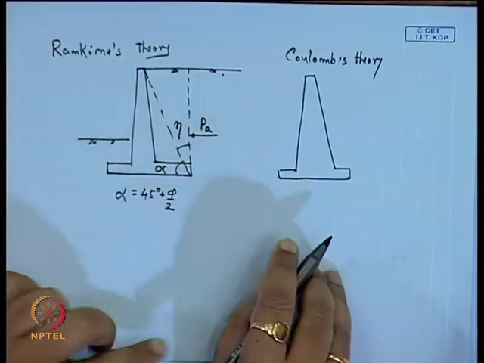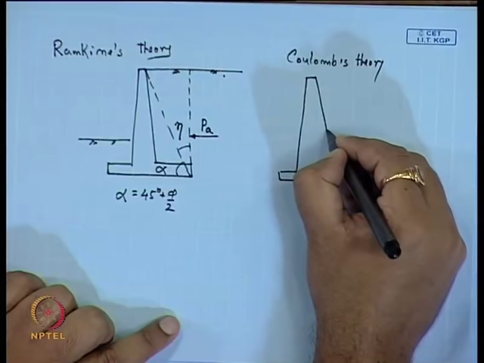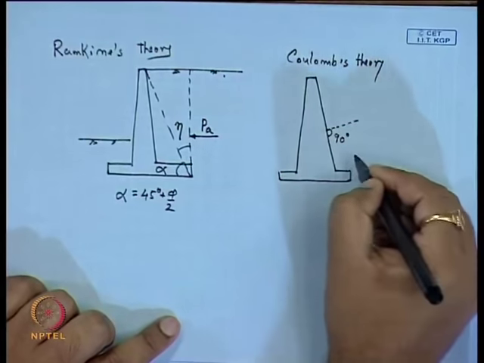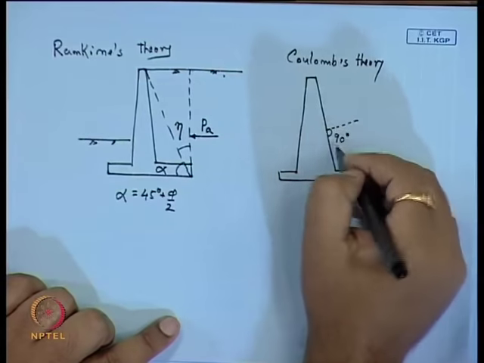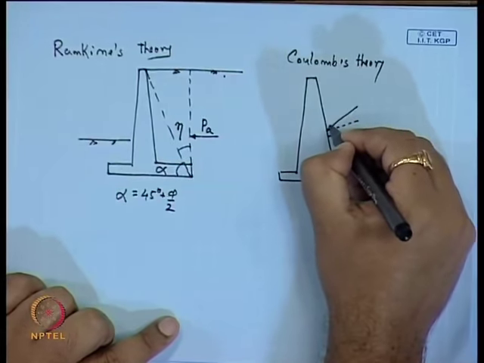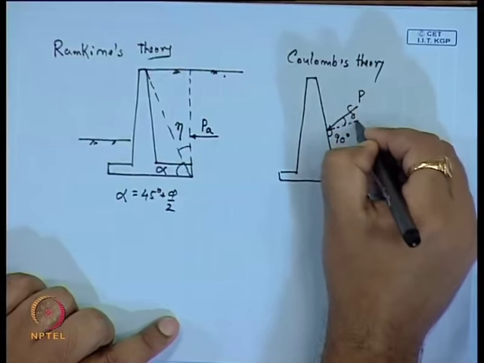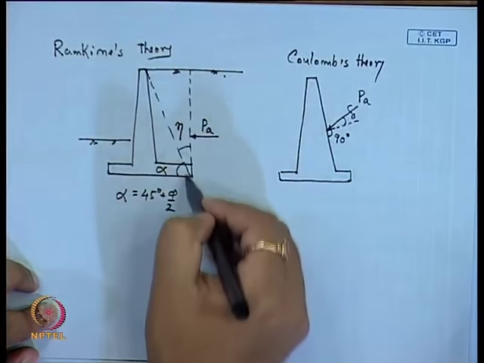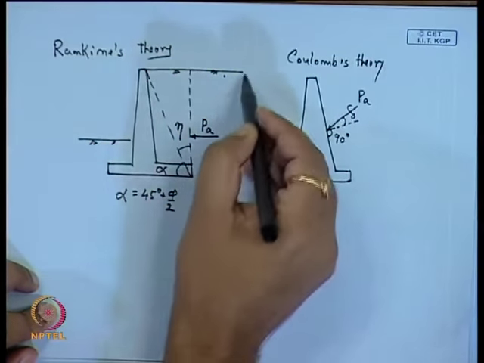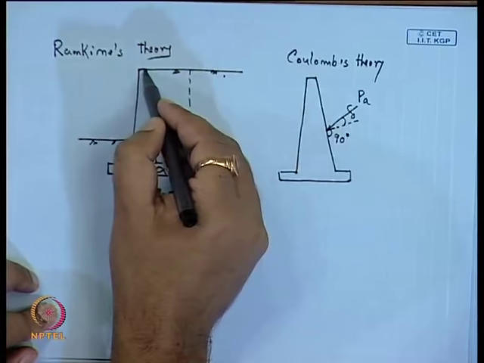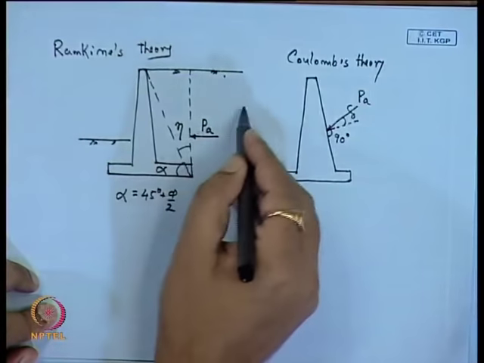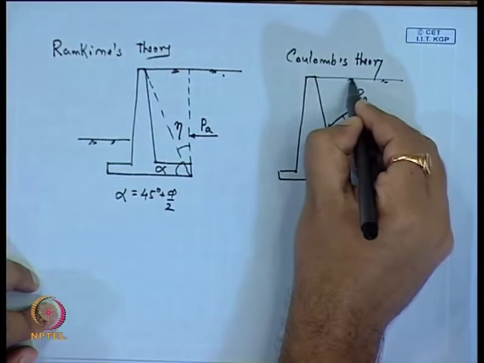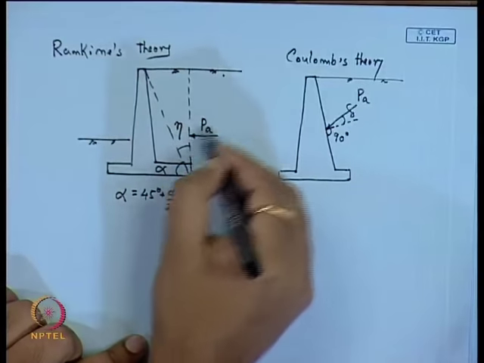Now, this is our base. For the Coulomb's theory, if I draw a vertical line or perpendicular line, this is 90 degree perpendicular to the face of this side of the retaining wall, then P A will act with an angle delta of the perpendicular line. Whereas in case of Rankine's theory, it will act parallel to the backfill side. If the angle is I, then it will act with an angle of I, otherwise it will act parallel to the ground surface.